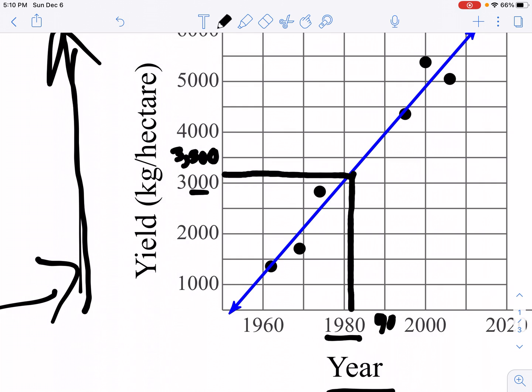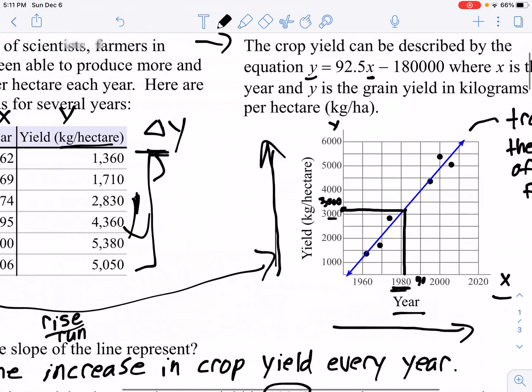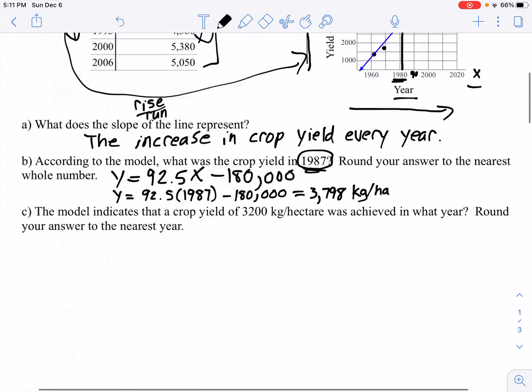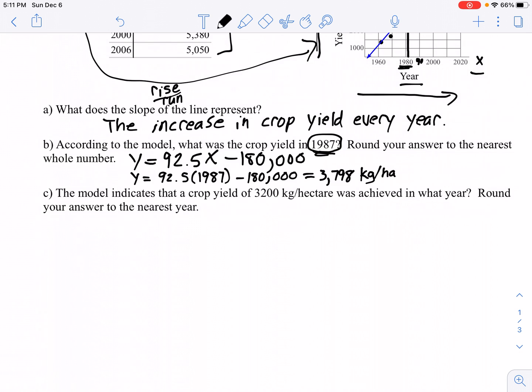So this is the Y values. We're looking for the X values. It looks like if we're at 3,200 over here, we might be about 1981, 1982. So maybe the year's 1981. That's my guess there looking at the chart. Then if we actually want to find it, again, we can use our equation, Y equals 92.5X minus 180,000. But this is now a Y value, so we're going to plug that in for Y.